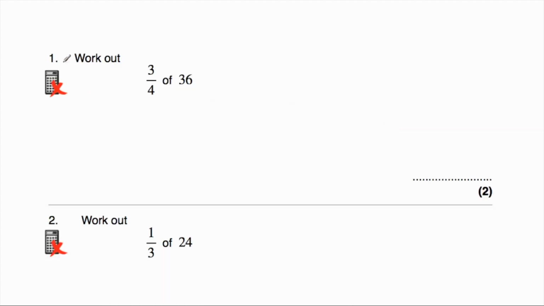Okay, question number one. It's a non-calculator question and we've been asked to work out 3/4 of 36. So if we want to work out 3/4 of 36, we're going to divide it by 4 to find a quarter, and then we're going to times by 3. So we divide by the bottom and times by the top.